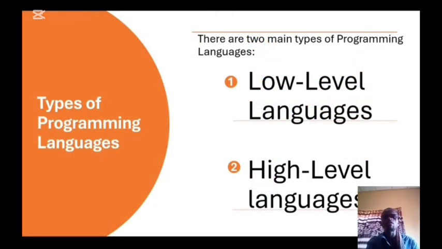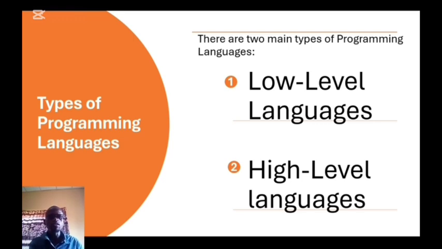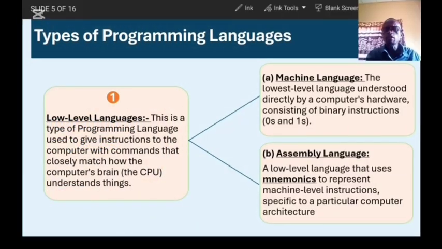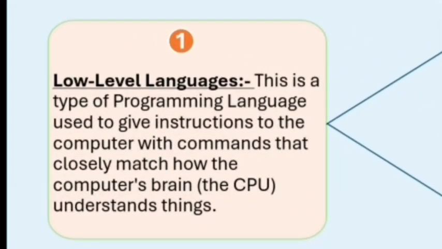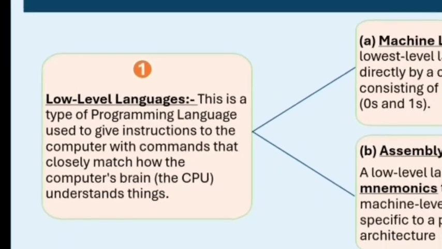Programming language is divided into two main types: low-level languages and high-level languages. What is low-level language? Low-level language is a type of programming language used to give instructions to the computer with commands that closely match how the computer's brain, that is the central processing unit, understands things. The low-level language is divided into two types: machine language and assembly language.